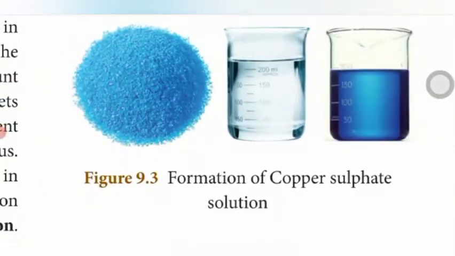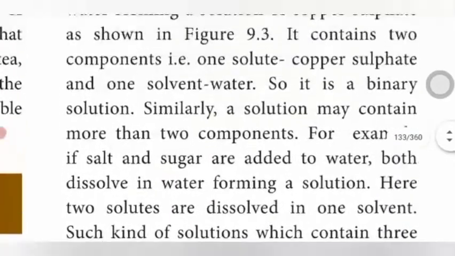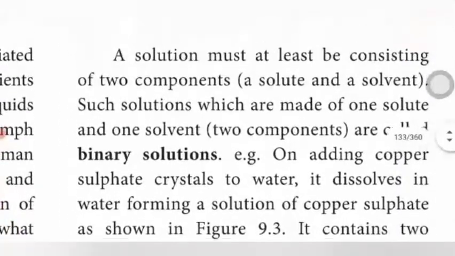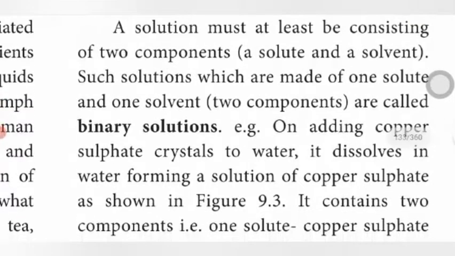Based on the components, the solution can be classified into two types. One is binary solution, another one is ternary solution. What is binary solution? The solution must at least consist of two components. What are the two components? Solute and solvent. Such solutions which are made up of one solute and one solvent are called binary solution.